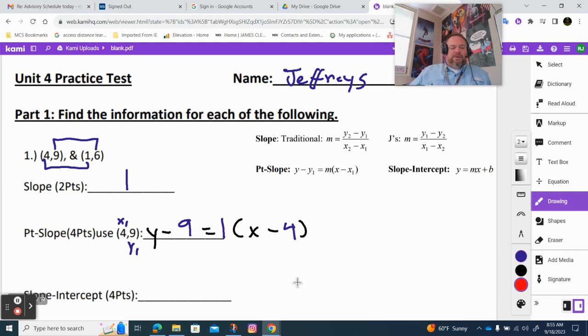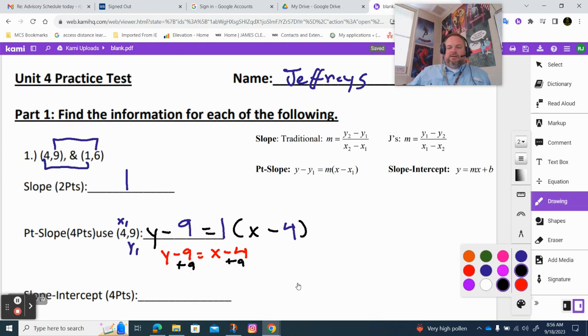And to get from point slope to here, let's keep this the same. All that times 1 is just itself. Then we're going to add 9. All right, so y equals x plus 5.